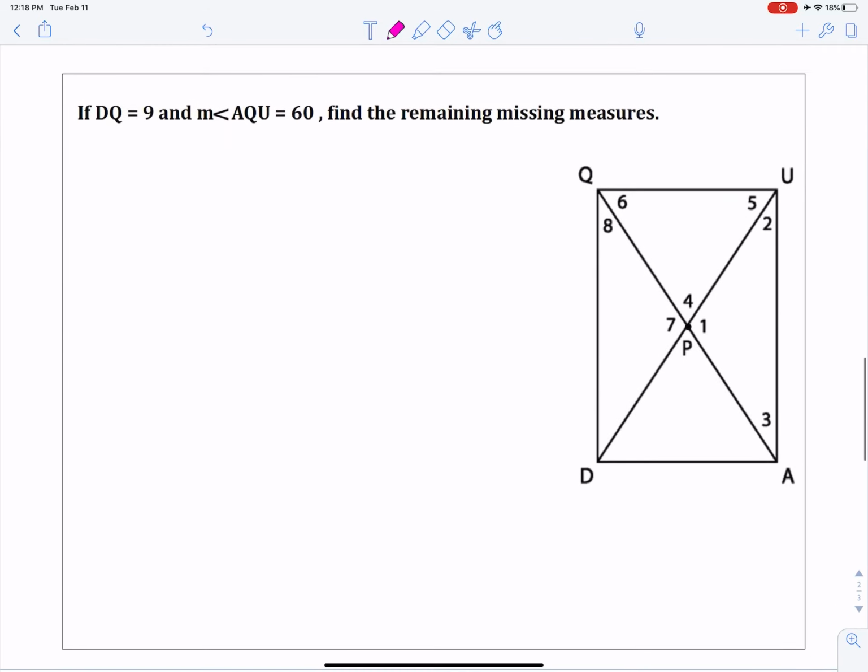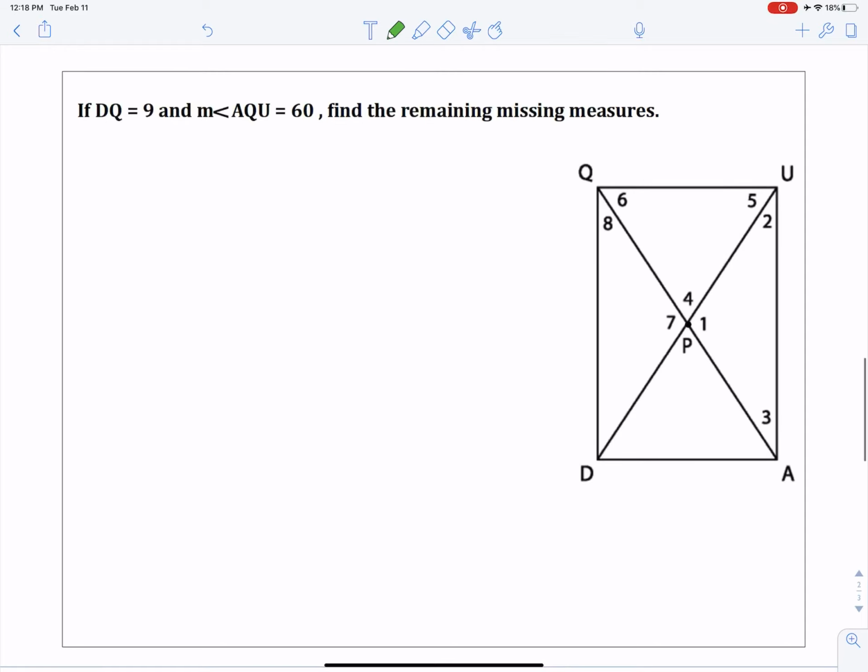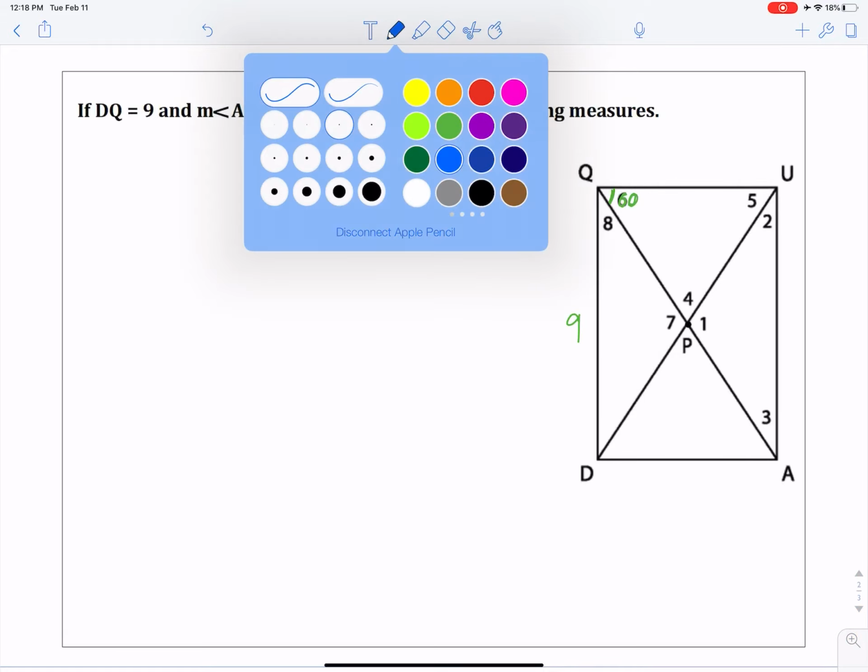Okay, now we're going to move on to our rectangle again, but now we're given different measurements of it. We're going to find all of the angles and all of the sides. So it's telling us that DQ is equal to 9, and AQU, this angle 6 right here, is 60 degrees. So I'm going to go ahead and just use that 60 degrees. So I'm going to go ahead and go through and fill in all of the missing information on here.